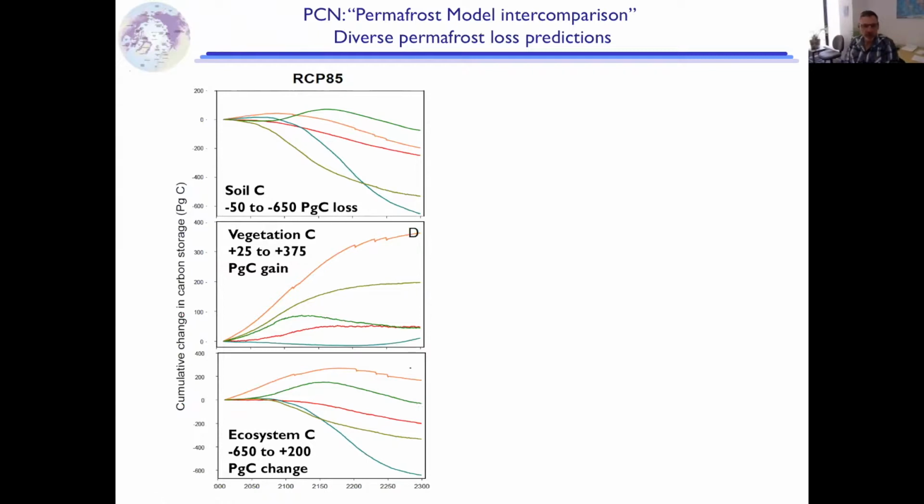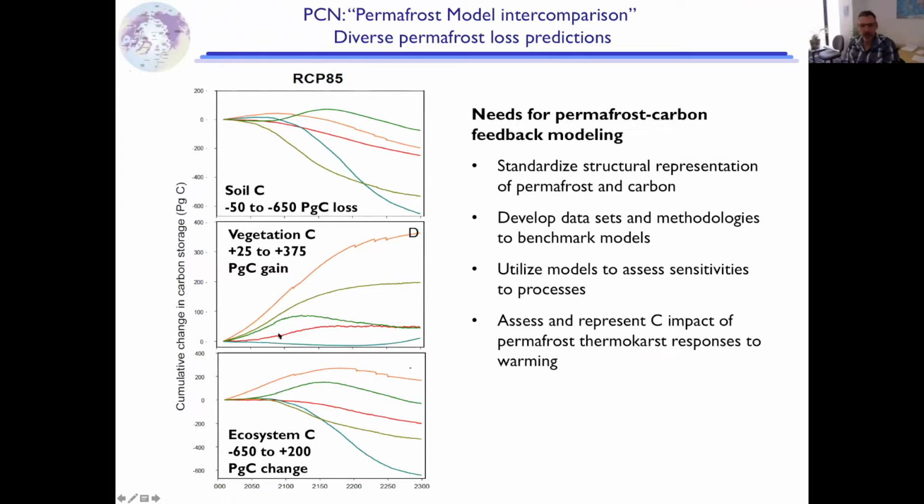So it's a huge range in these models, and basically it's putting us in the state of play where we ask: what can we hang our hat on? What do we have confidence in?